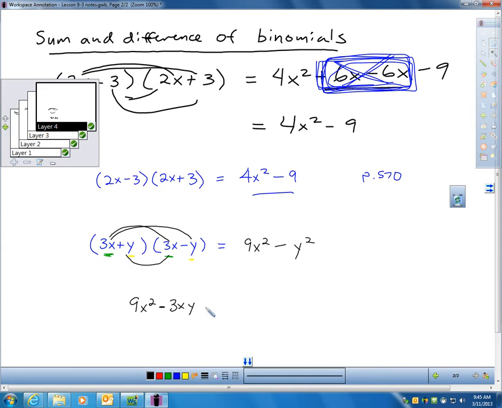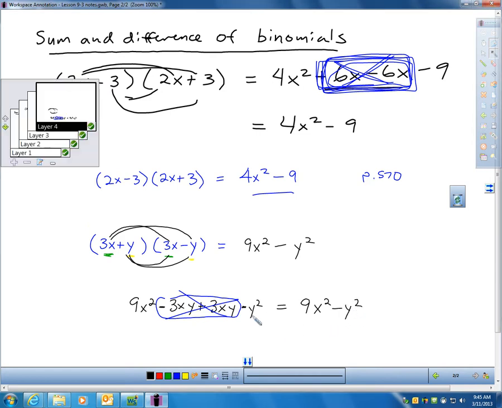y times 3x is positive 3xy, and y times negative y is negative y squared. Do you see right here, I will circle it in blue, that these two are alike, and negative 3xy plus 3xy becomes 0, and you're left with 9x squared minus y squared.